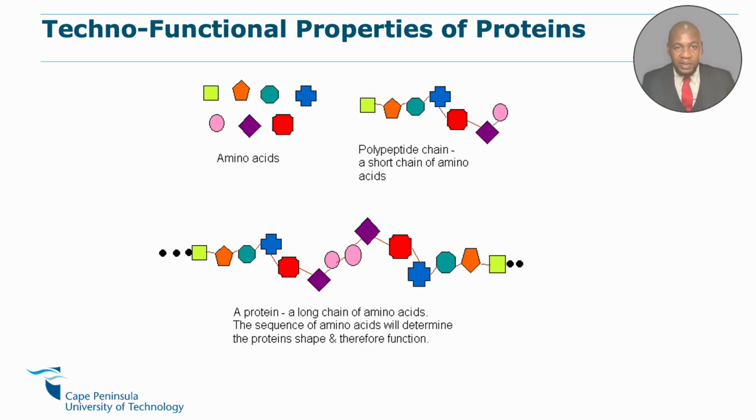So let me start with something very simple. Think about the foods that you eat every day, be it yogurt, polony, bread, custard, or even whipped cream. Now here is the question. What makes these foods have such different textures? Why is yogurt thick? Why is polony firm? And why is whipped cream light and airy? The answer lies in something we call functional properties of proteins or techno-functional properties of proteins. So today we are not focusing on nutrition, we are focusing on what proteins do in the food.